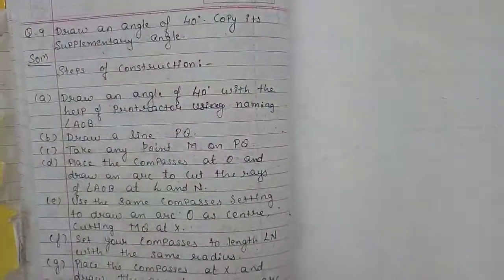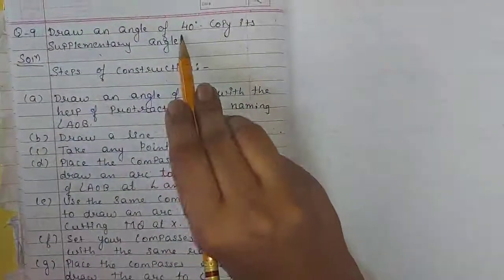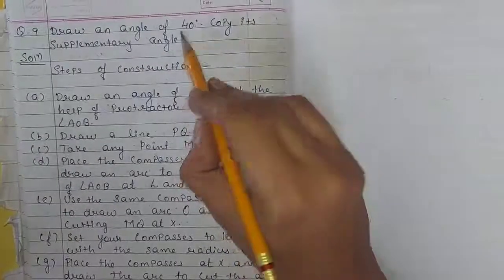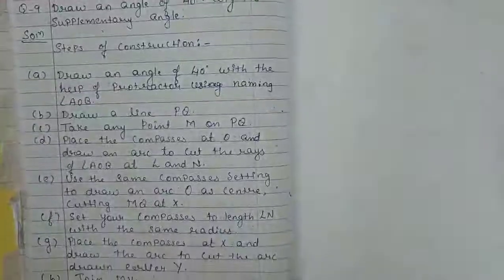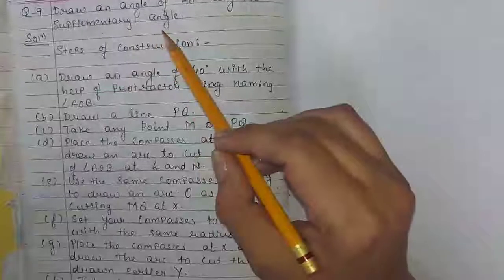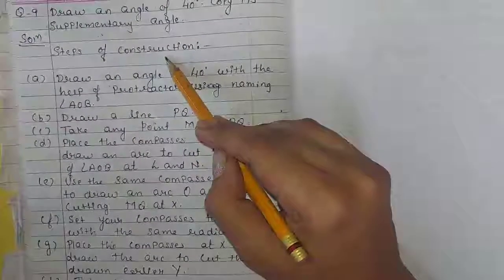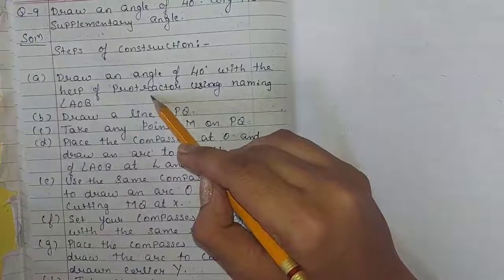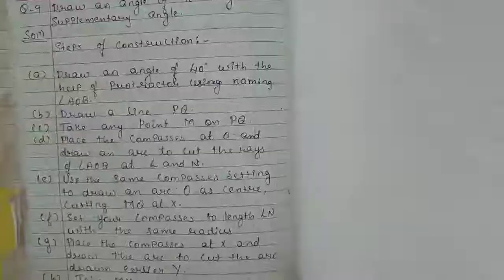Question number 9. Draw an angle of 40 degrees. Copy its supplementary angle. So students, let us see the steps of construction and draw the angle. A. Draw an angle of 40 degrees with the help of a protractor, naming it angle AOB.